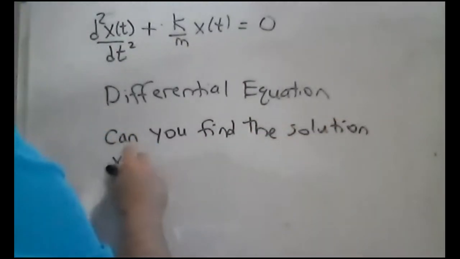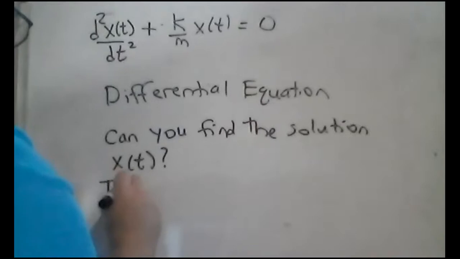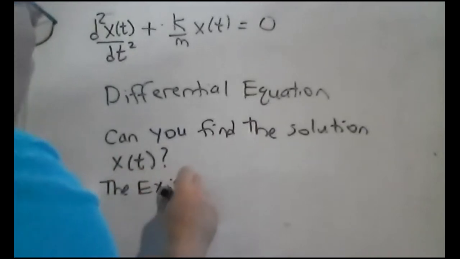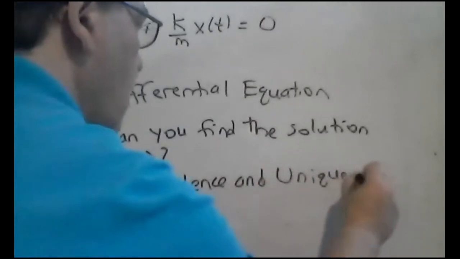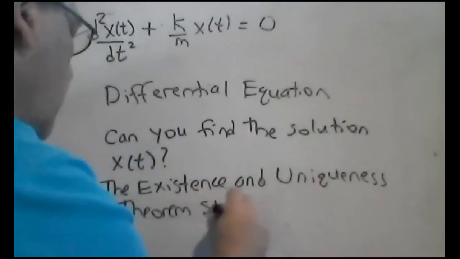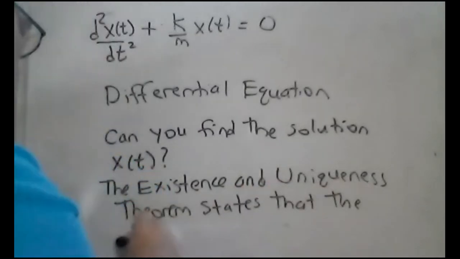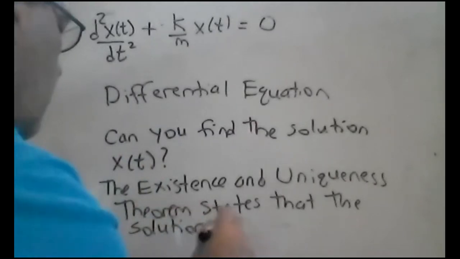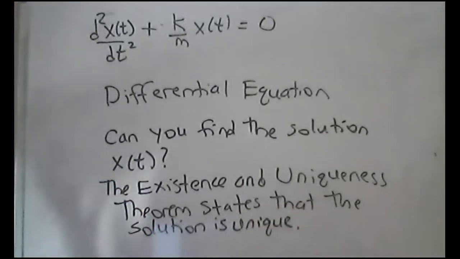X of t. So if you can, then the existence and uniqueness theorem of differential equations states that the solution is unique if it exists. That means stop looking, you have found it. You may have guessed, and if you got it, you got it. I mean, that's the whole thing. You don't have to look anymore. You got it. All right.